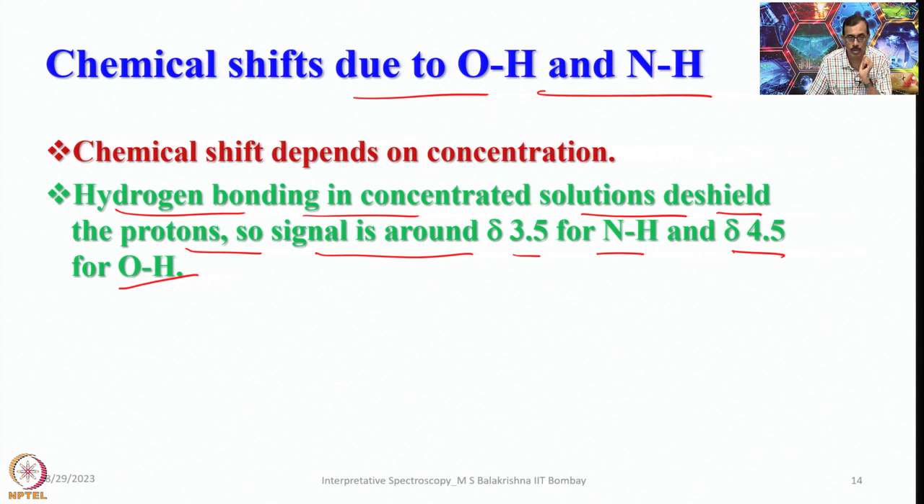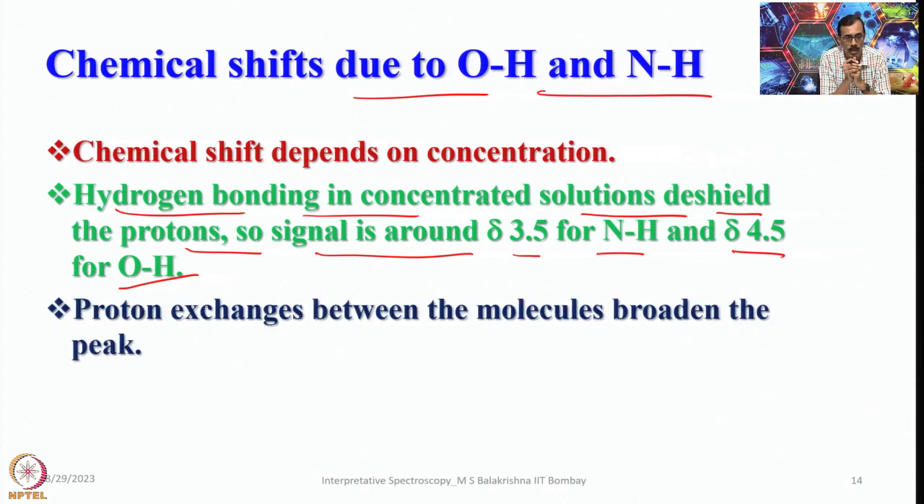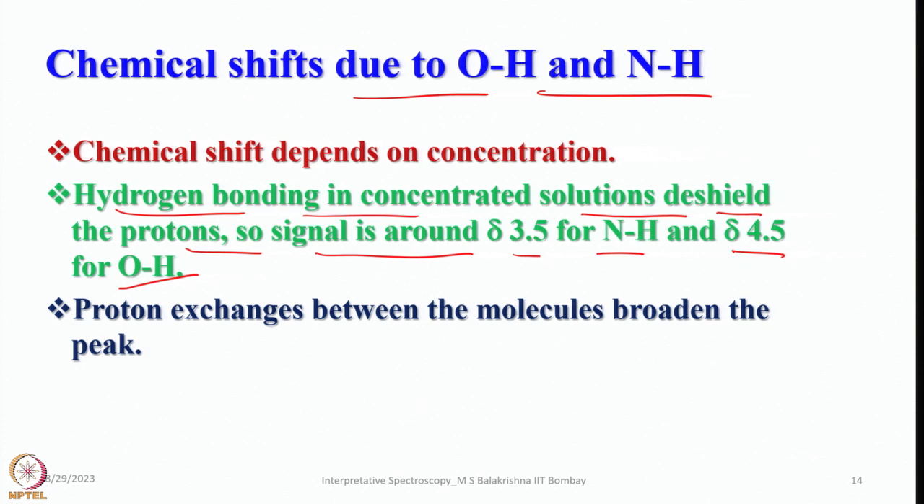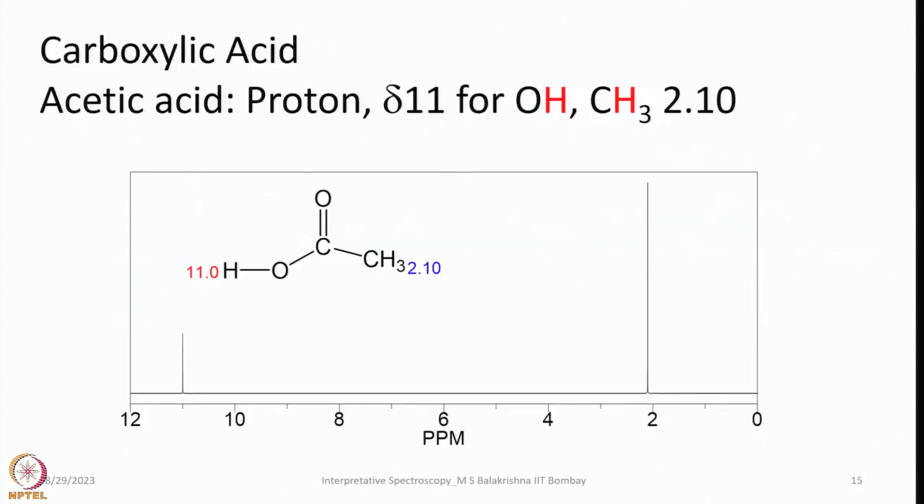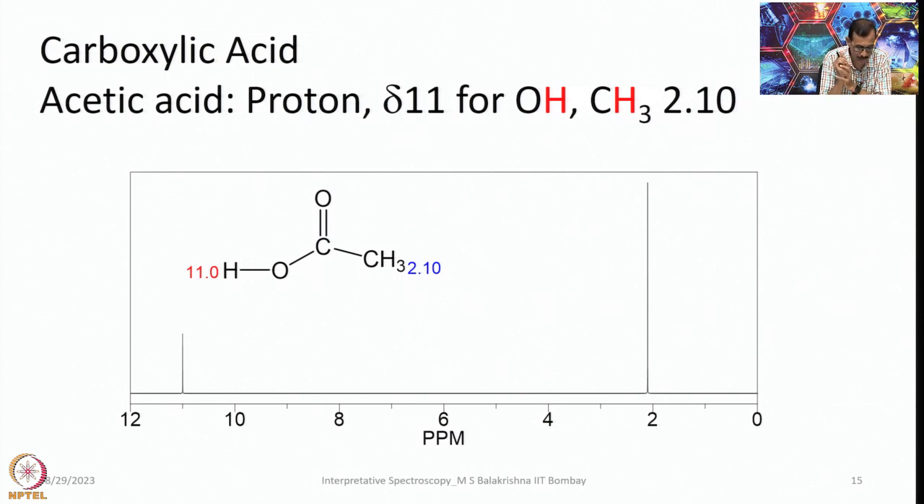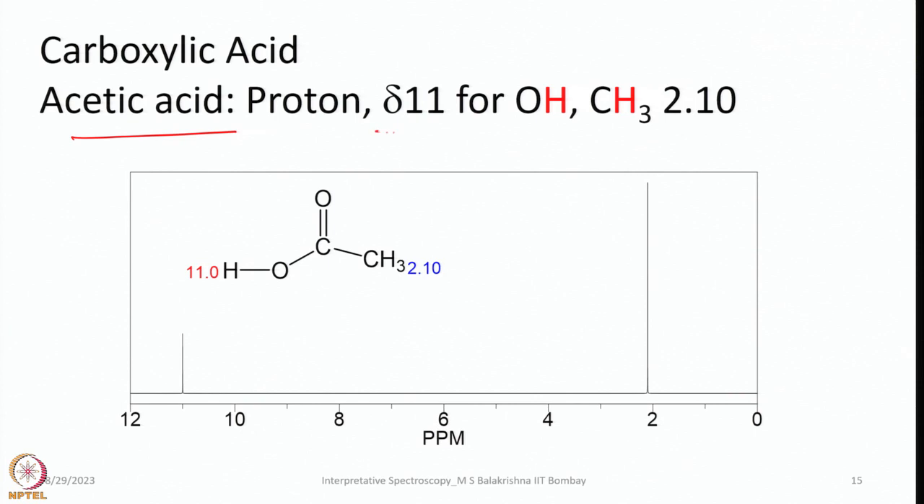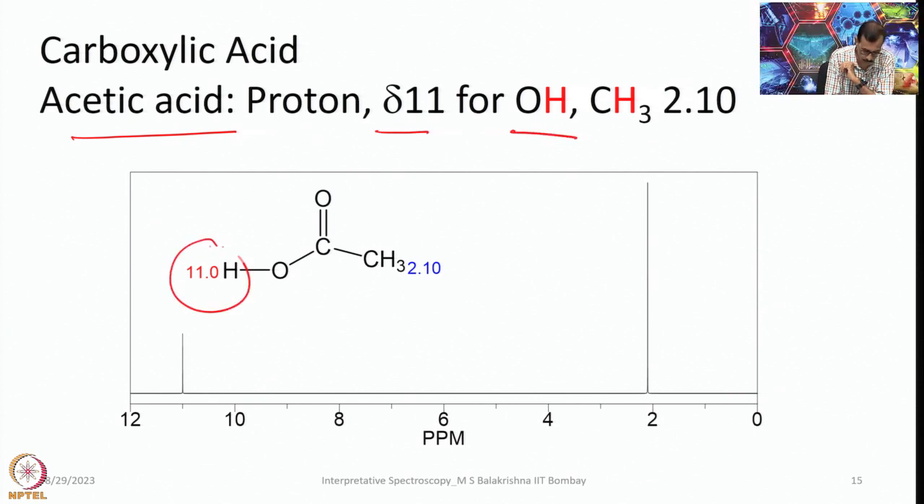Another reason for broadening of these OH and NH peaks in NMR is proton exchange between the molecules. So now let's look into carboxylic acid. Acetic acid is here, which I have considered, and delta 11 for OH comes here. This is for OH, whereas for CH3 it comes around 2.1 here. And you can see here considerable deshielding is observed for the carboxylic proton, and it appears at 11 ppm.